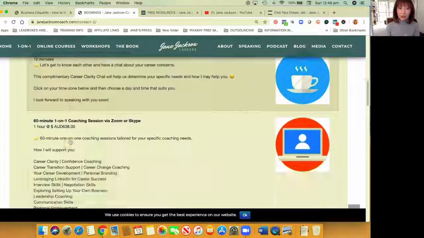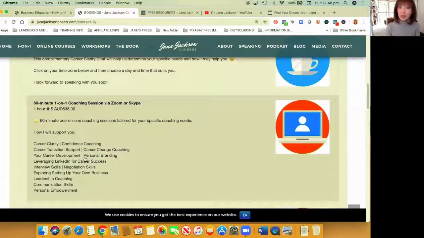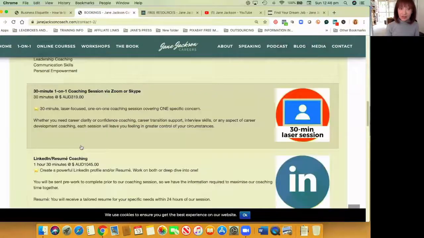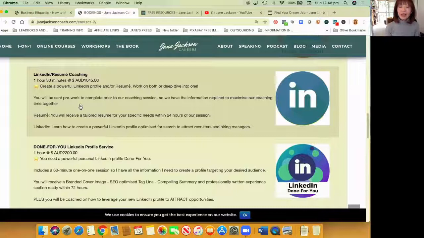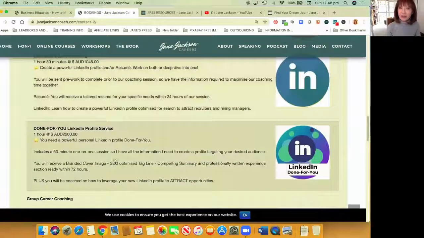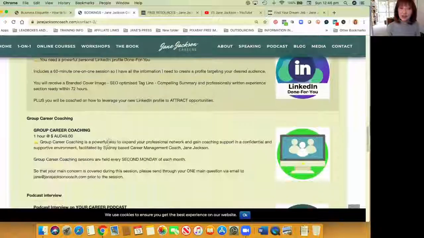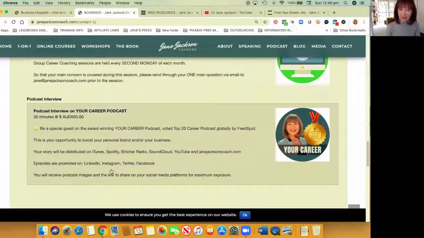So then what you want is the next level up. So they can book a 60-minute coaching session. They can book a 30-minute coaching session and pay. They can have LinkedIn and resume coaching, a coaching session, or a done for you service. And then I've got all of the prices there. And you can book in a group career coaching session or a podcast interview as well.